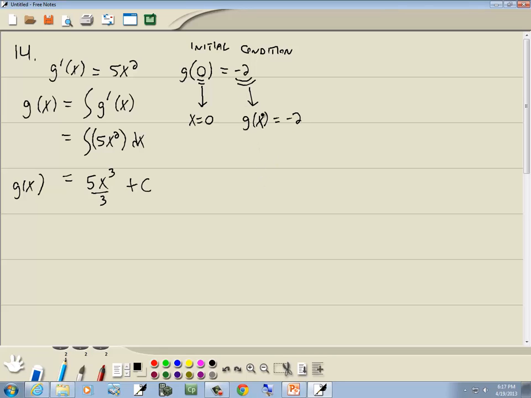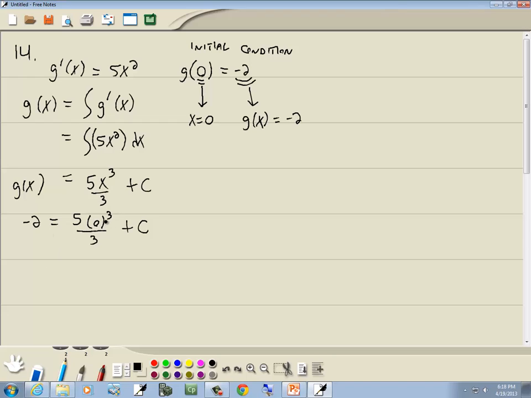Now, to be precise, this is actually g of 0. And if I were to put 0 in for x, this would become g of 0. But I like to do this just so you can clearly see how everything matches up. Well, this tells us that we go ahead and put negative 2 in for g of x. For x, we said it was 0. So we'll put 0 in for x. Then plus c. By giving us this initial condition, they allow us to solve and find out what c is.